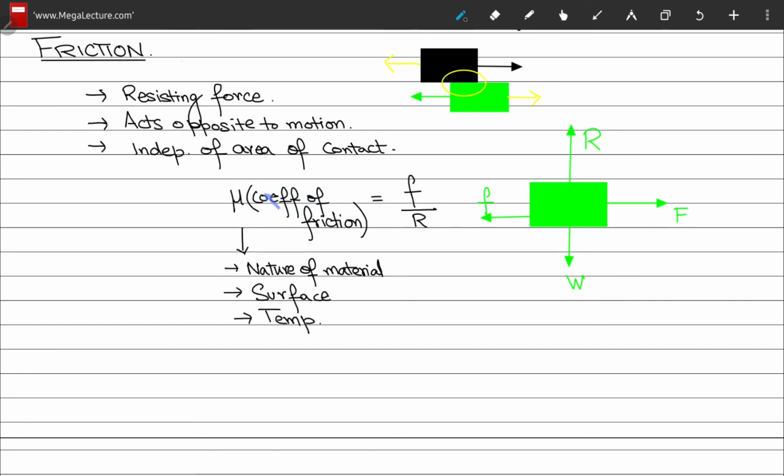This coefficient mainly depends on the nature of your material. It depends on the surface of your material, for example, the finishing of this material, or the film on the surface. It also depends on the temperature of the surface or the surroundings, right?